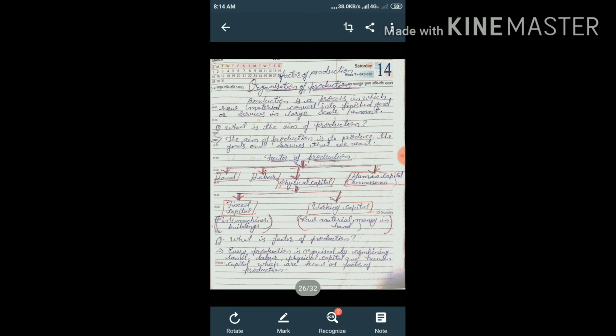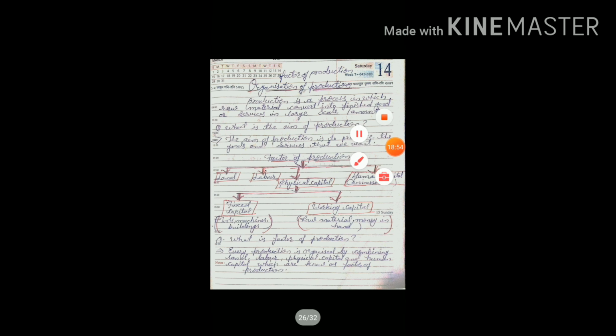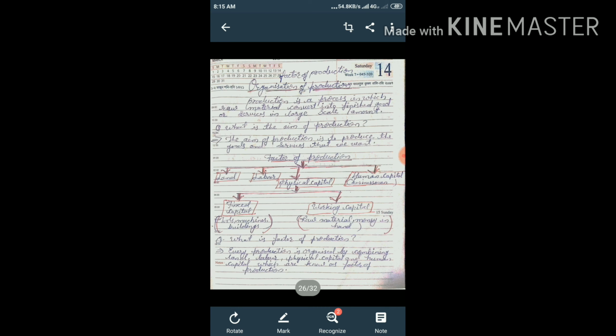So we want money in hand to give wages to them, and for purchasing the raw materials, because without raw material how will production work? For the work we need money for purchasing the raw materials and for giving salary to the persons, the laborers. We need the money. Okay, so these two parts come in the physical capital, and the last one is the human capital.